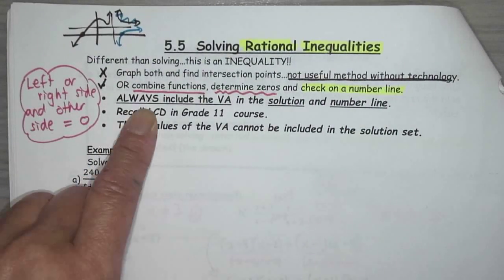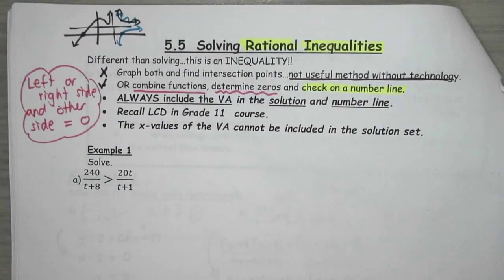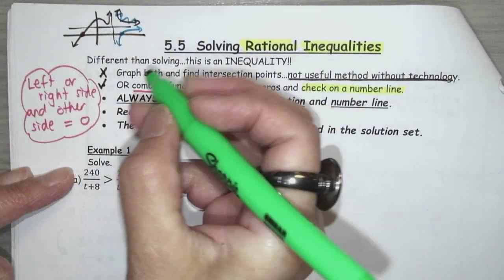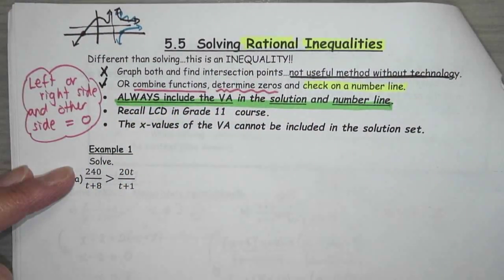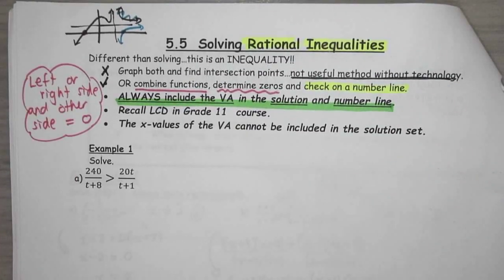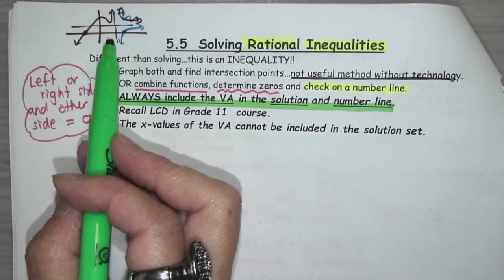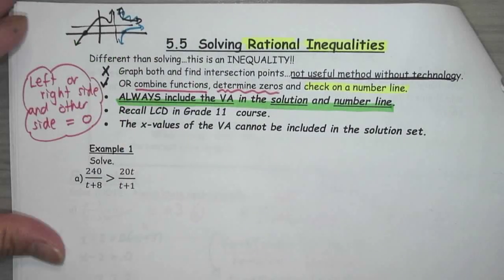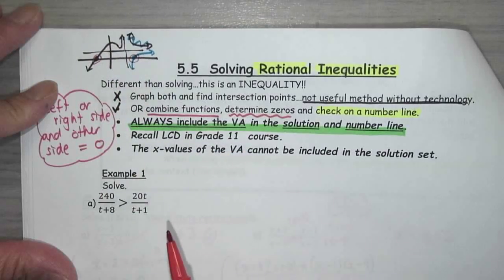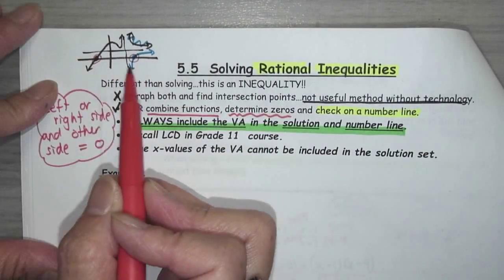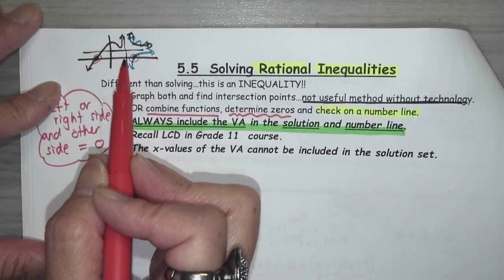Okay, so always include the vertical asymptote in the solution in the number line. Really, really important. I'm going to show you on the number line what I mean. The vertical asymptote should be on the number line because look, it doesn't come up as a root. See, this is a root. That's a root, and that's a root. True? The asymptote also changes it, and it might change it from positive to negative. So you have to include your asymptotes, right?